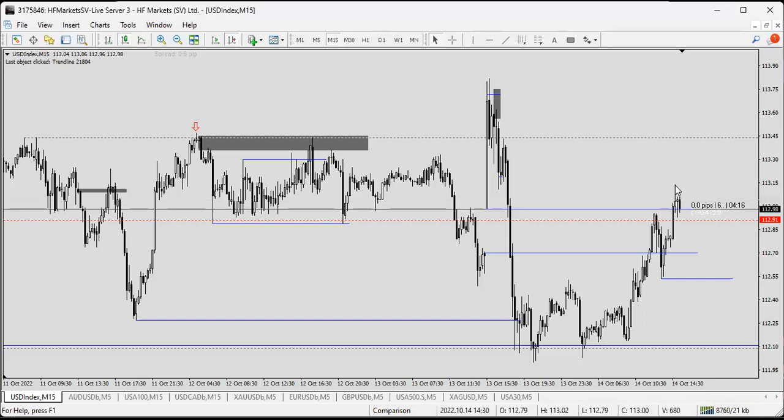Outside of that, I'm thinking support ideas inside here, and then we can see price trading deeper, maybe inside 50% of this candle. So let's also tag that around.